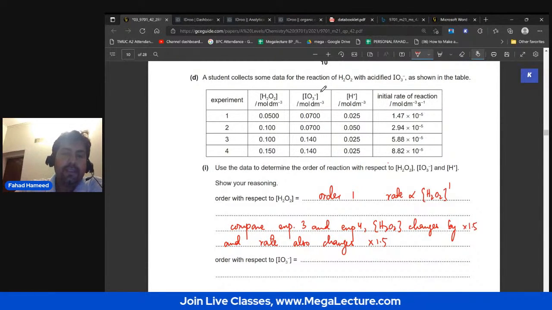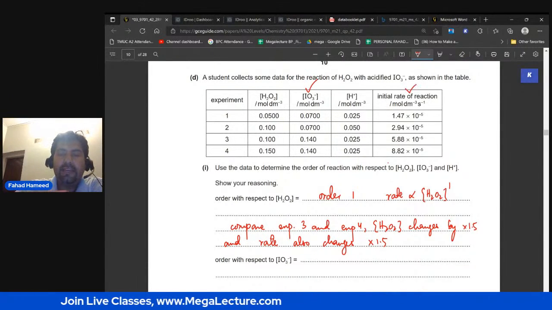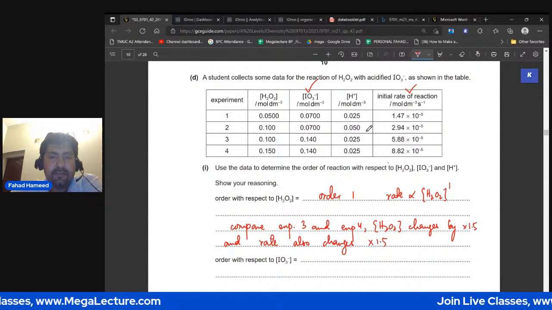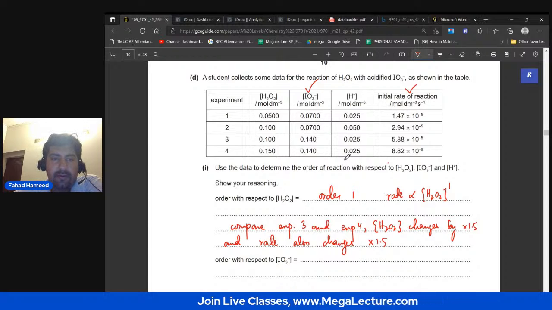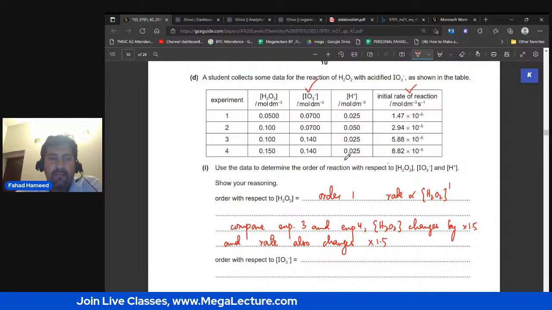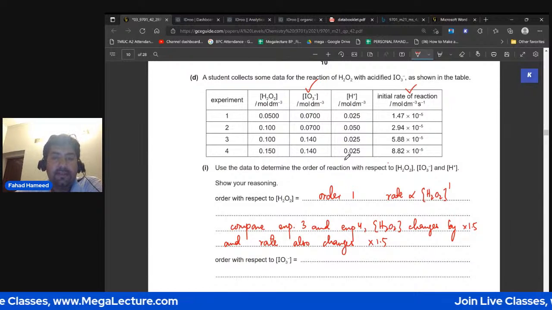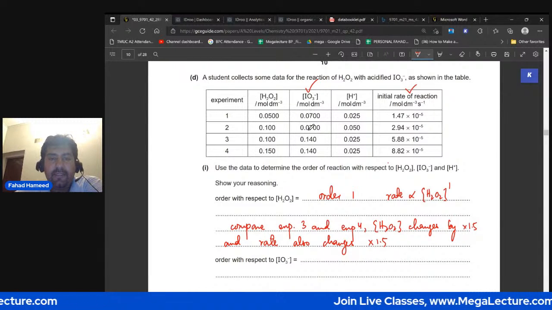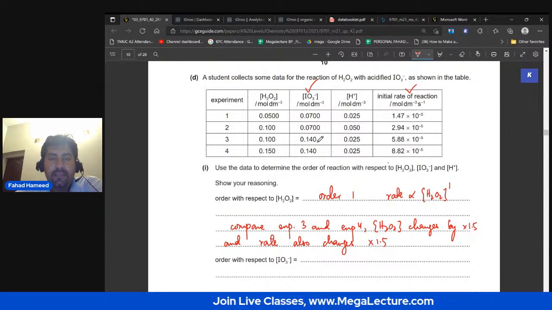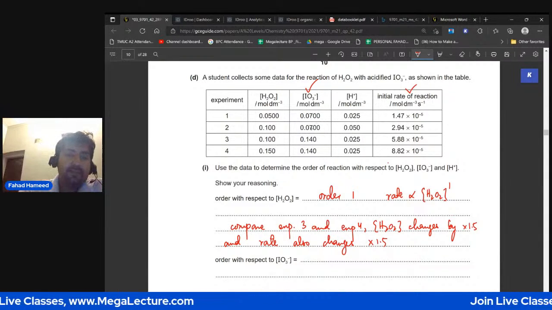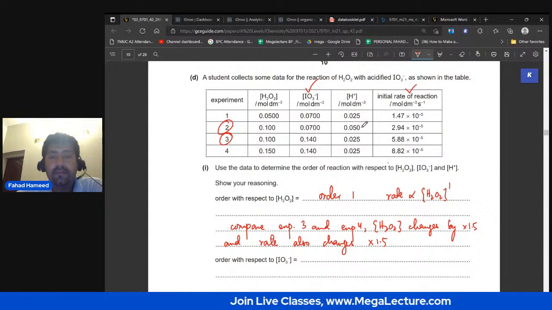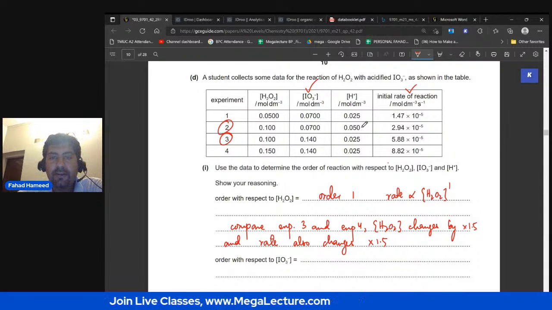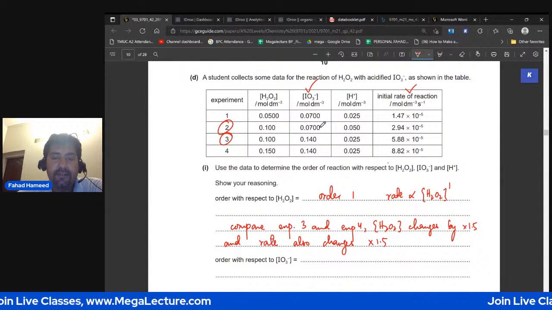Which is IO3 minus 1. I want to figure out how IO3 minus 1 and the rate are linked up, so I want to keep all the other things constant. Which experiments do I compare? Over here, I think we are going to have a problem. I can actually compare experiments 2 and 3. No problem, H2O2 is constant. No, sorry, that is changing. So that's a problem, we can't. Only one variable has to change.